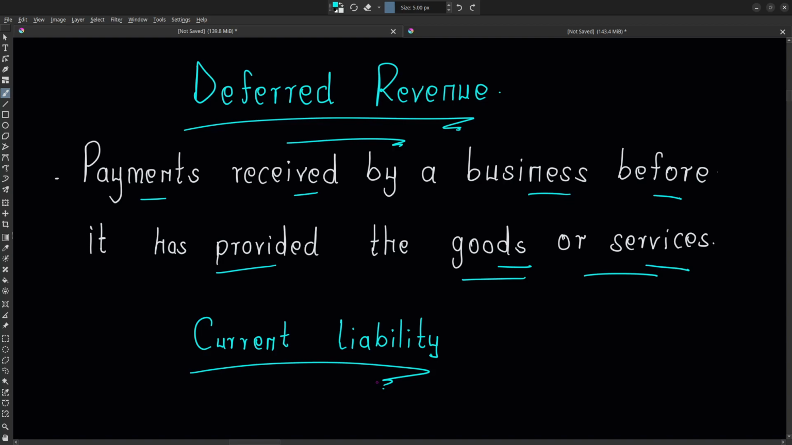Mostly deferred revenue is expected to be settled within 12 months, so that is why I'm classifying it as a current liability. In some instances, depending on the operations of a business, if you find this deferred revenue is going more than 1 year, then it can be classified as a non-current liability. But basically, it is a liability, because we have been paid, but we have not provided the services or the goods that we are being paid for. So we owe this client of ours something.